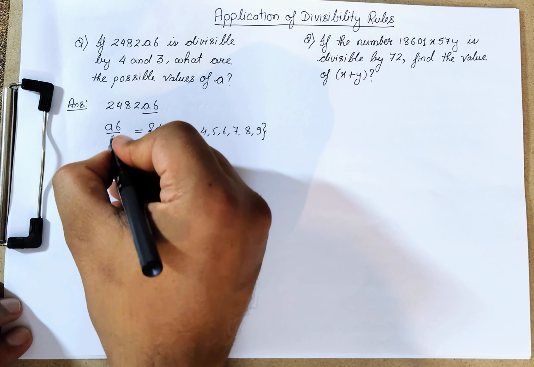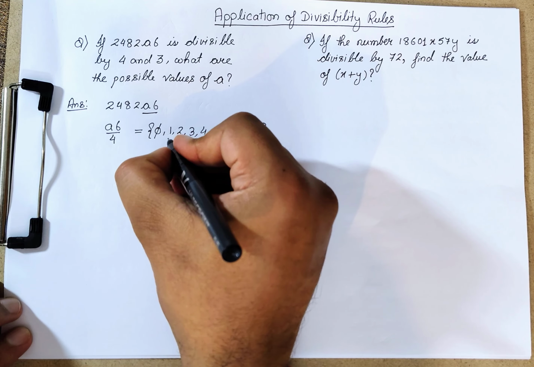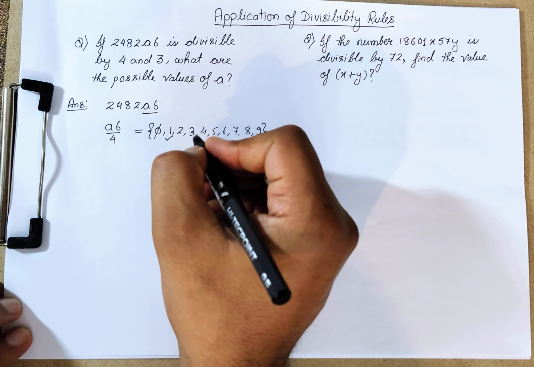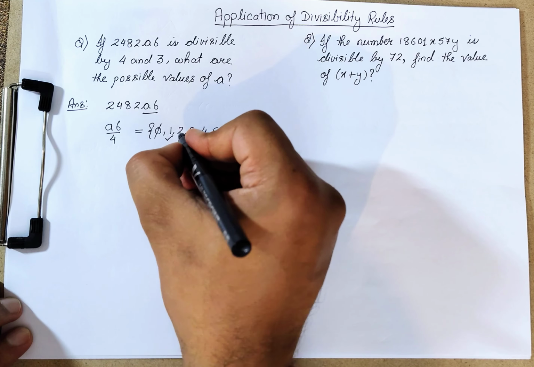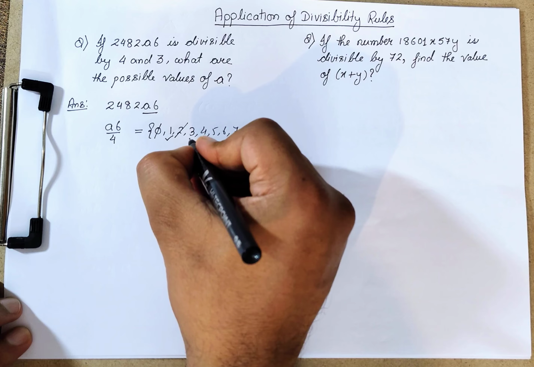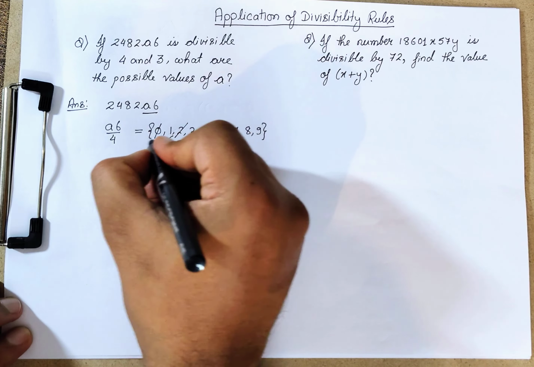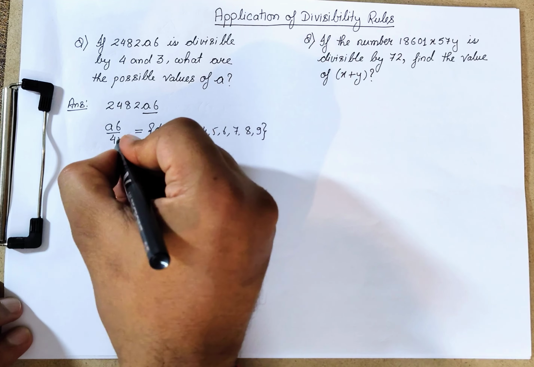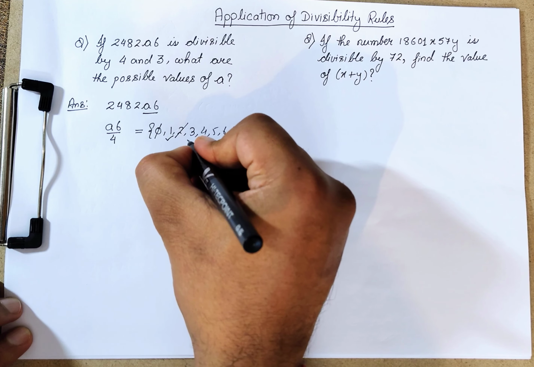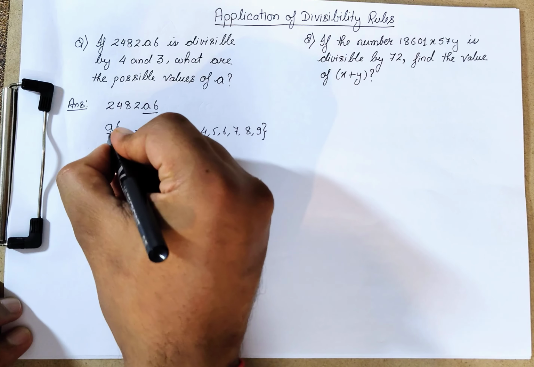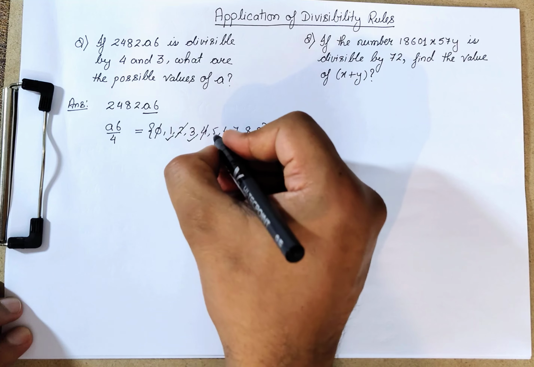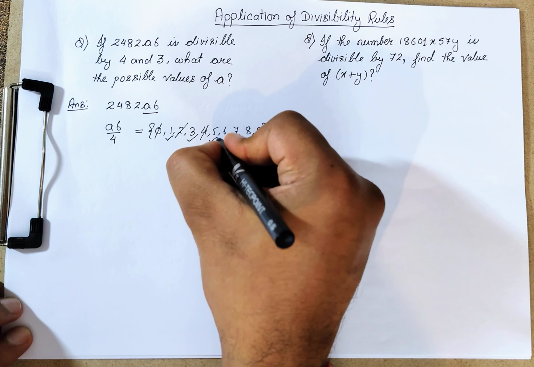1. Yes, 16 is completely divisible by 4, hence 1 is a possible value. 2. So 26 is not completely divisible by 4, hence 2 is ruled out. 3. 3 is a possibility because 36 is completely divisible by 4, hence 3. Now 46 is not divisible, hence 4 is ruled out. Now 56 is completely divisible by 4, hence 5.